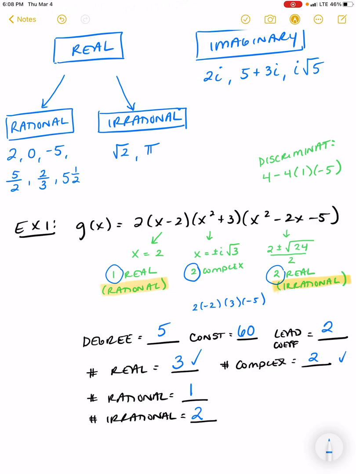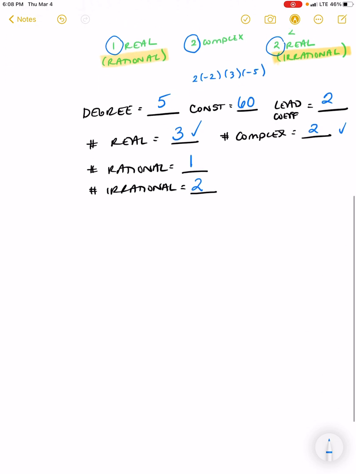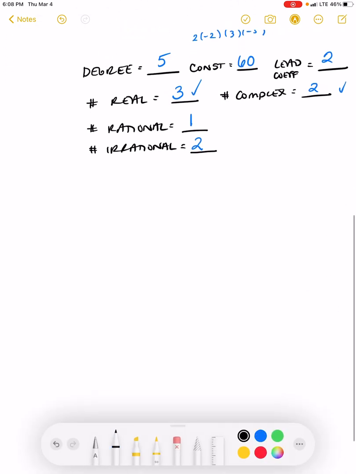Okay, so that's what we're going to do, is just be able to look at factors and be able to determine and classify, using the correct vocabulary, what kind of root those are.